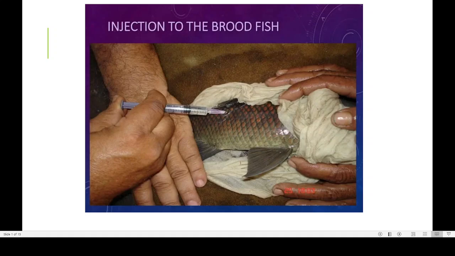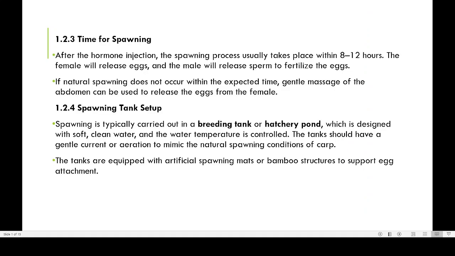You can see the picture of how hormonal stimulation is being conducted. Then time for spawning. Spawning means actually egg laying or laying of the spore. After the hormone injection, the spawning process usually takes place within 8 to 12 hours. So within a period of 12 hours, this spawning process is normally taking place. Female will release eggs, male will release sperm to fertilize the egg. So we will be collecting sperm from one fish and eggs from another fish.